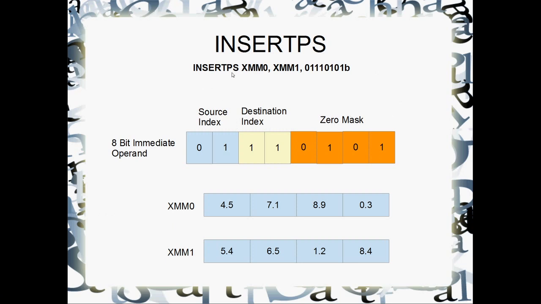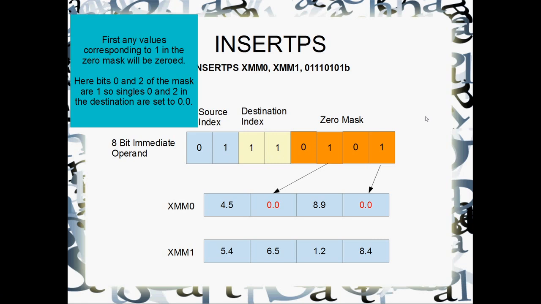Alrighty, insert packed singles XMM0, XMM1 with that bit pattern. I've drawn out that bit pattern a little bit larger, sort of underneath a magnifying glass just here. Basically what we've got is a 0 mask of 1010. The destination index is 3, or 11 in binary, and the source index is 1. So this is what's going to happen.